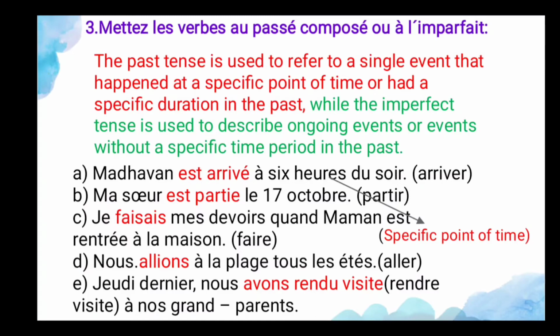So this is all about the third exercise. You now know the difference between the past tense and the imperfect. The past tense is used for a specific point of time, and the imperfect is used for ongoing events or events without a specific time. Okay.